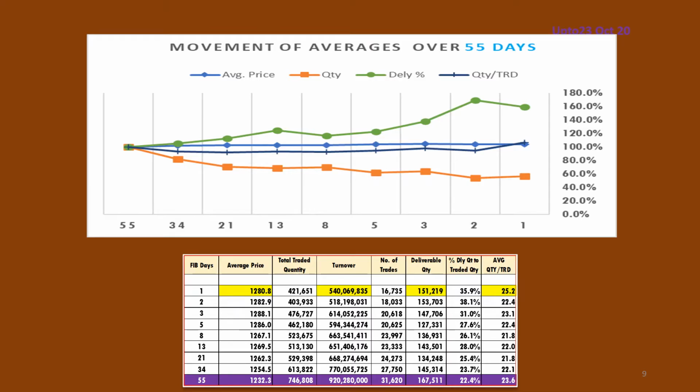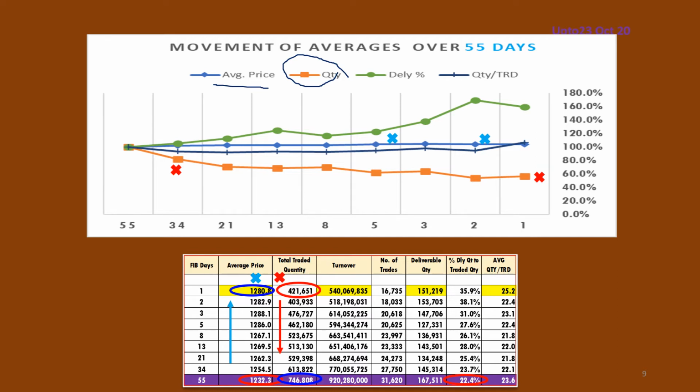We will be learning about the movement of average price, how it's moving. From 1232 to 1280, it has shown a positive movement going upwards. Second, we are talking of the quantity. In terms of quantity, there has been a fall from 746 to 421.